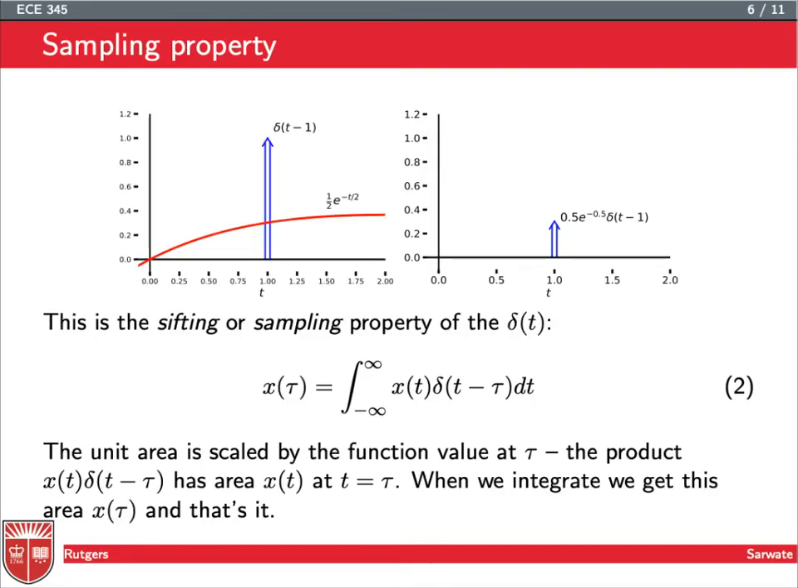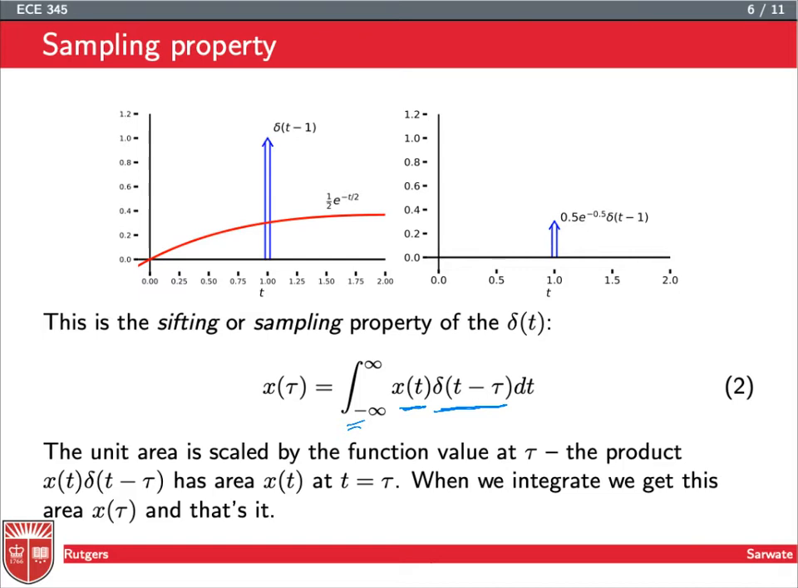So what we want to look at now is the sampling property, or the sifting property, of the delta function. And it looks very much like it does in discrete time. Instead of the summation, we have an integral here. We have the function itself, and then we have a delta function centered at t equals tau. And then we say the value of the function at time tau is just equal to this integral.